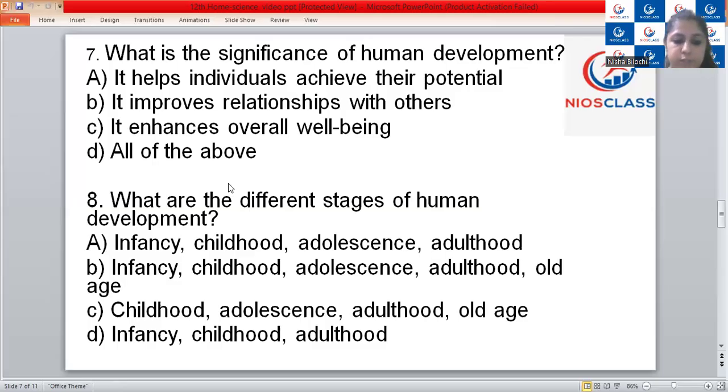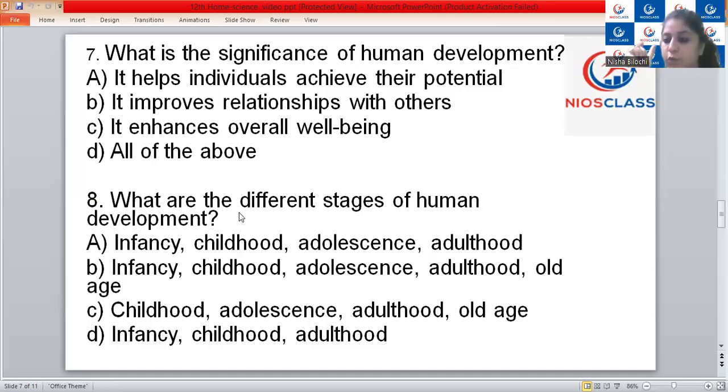Okay. Next question which we have is, what are the different stages of human development? A very beautiful question which actually explains our whole life, right? So those who don't know the human development stages, you'll get to know about this in the same question. First option, infancy, childhood, adolescence, adulthood. It seems incomplete because after adulthood, there is one more stage. Second one, infancy, childhood, adolescence, adulthood, and old age can be considered. C, childhood, adolescence, adulthood, old age. Again, infancy is missing.